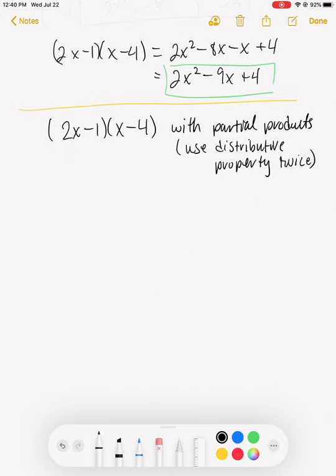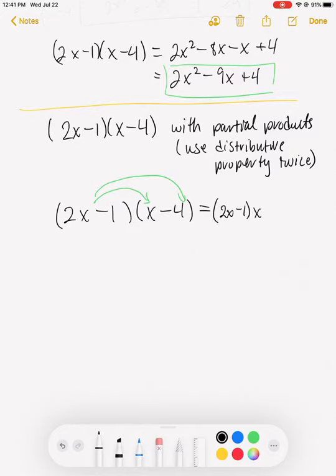Okay. And so we're going to start out by just showing 2x minus 1 times x minus 4. This is going to be a step-by-step process with equations, so we'll use our equation string method. We're going to distribute the 2x minus 1 to each of the terms in x minus 4. So I take this one multiplied by x, and this one multiplied by minus 4, so distributive property. That's 2x minus 1 times x plus 2x minus 1 times negative 4. And now that's using the distributive property. So I'm going to label that.